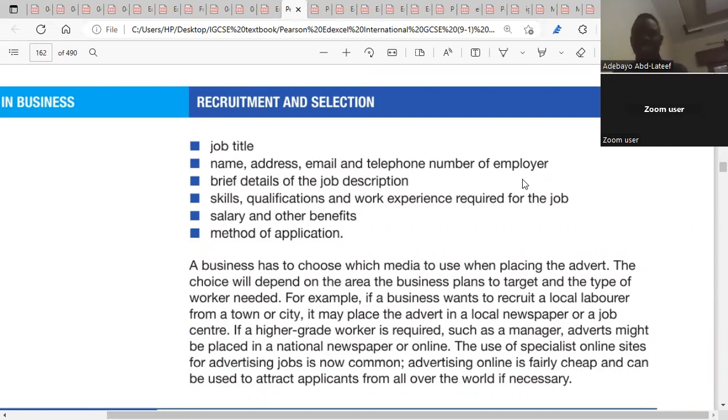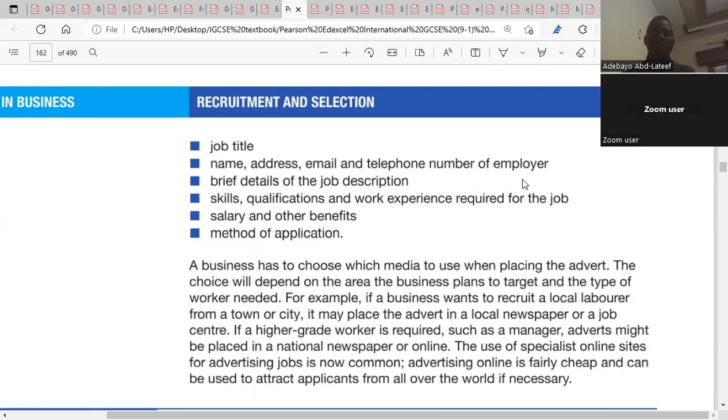The name, address, the email and telephone number of the employer. The name, that means for the company. Details about the company will be there. The responsibilities of the person taking the job will be there. The qualification needed for those taking the job will be there. The salary, the amount to be paid to the employee will be there. And other benefits attached to it. We call them fringe benefits.